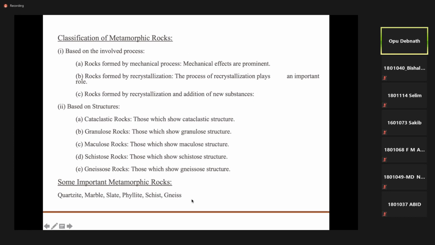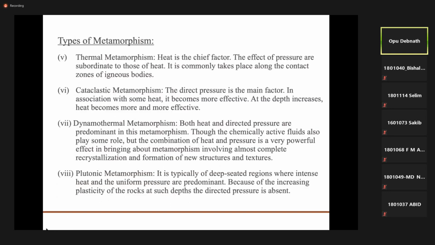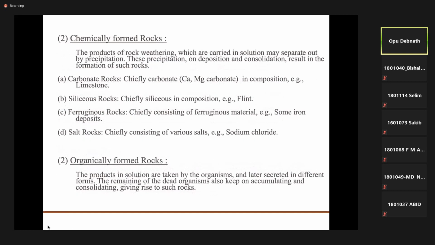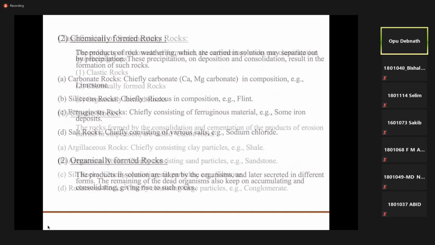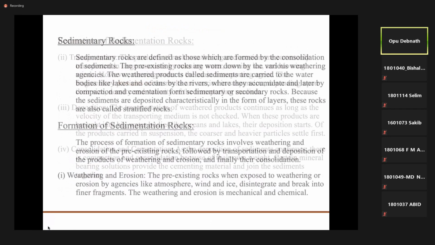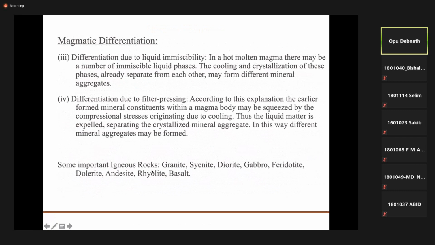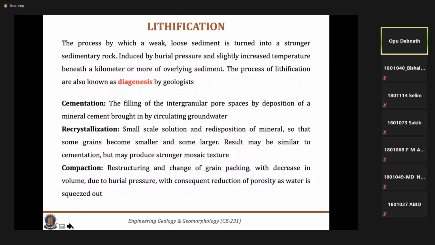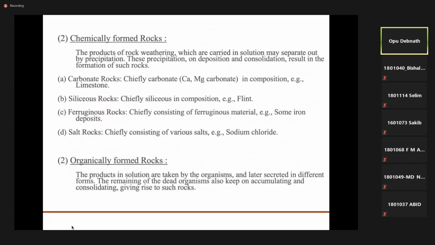So here I also list down some important metamorphic rocks. So there's quartzite, marble, slate, etc. In each case, I list down the names of some important rocks. Oh, this one is missing actually. Okay, here are some important igneous rocks, and some sedimentary rocks.